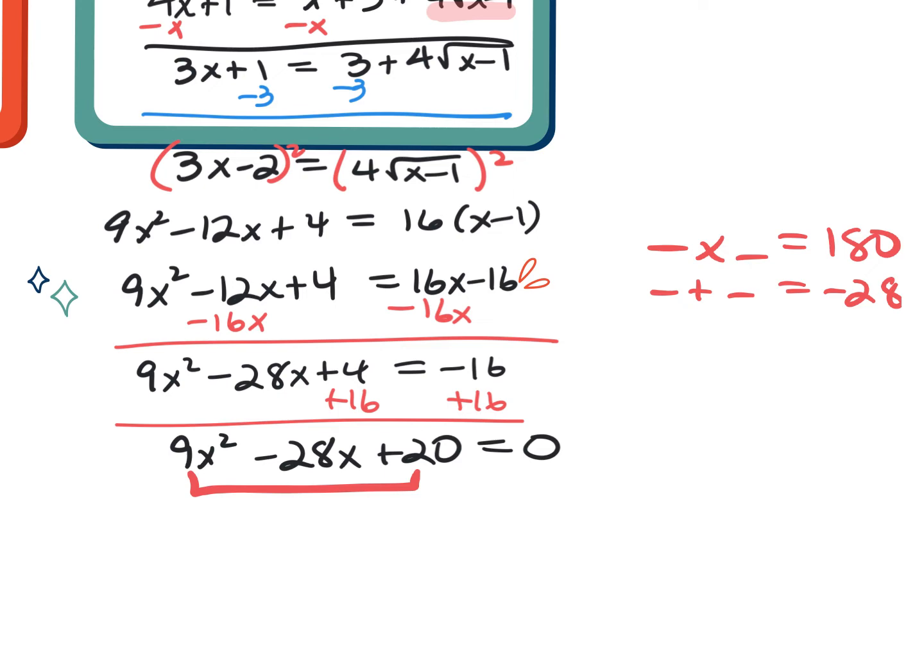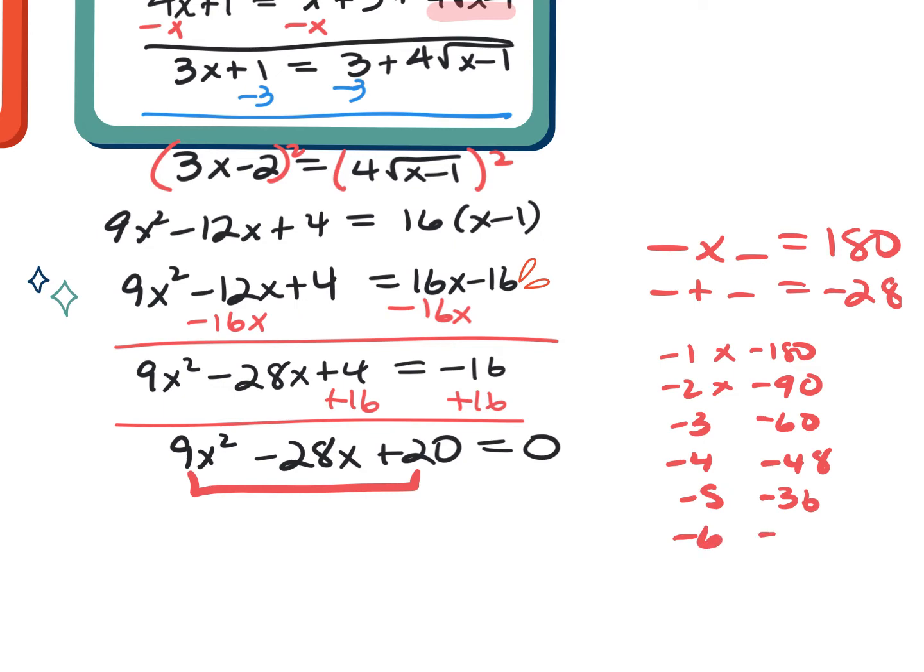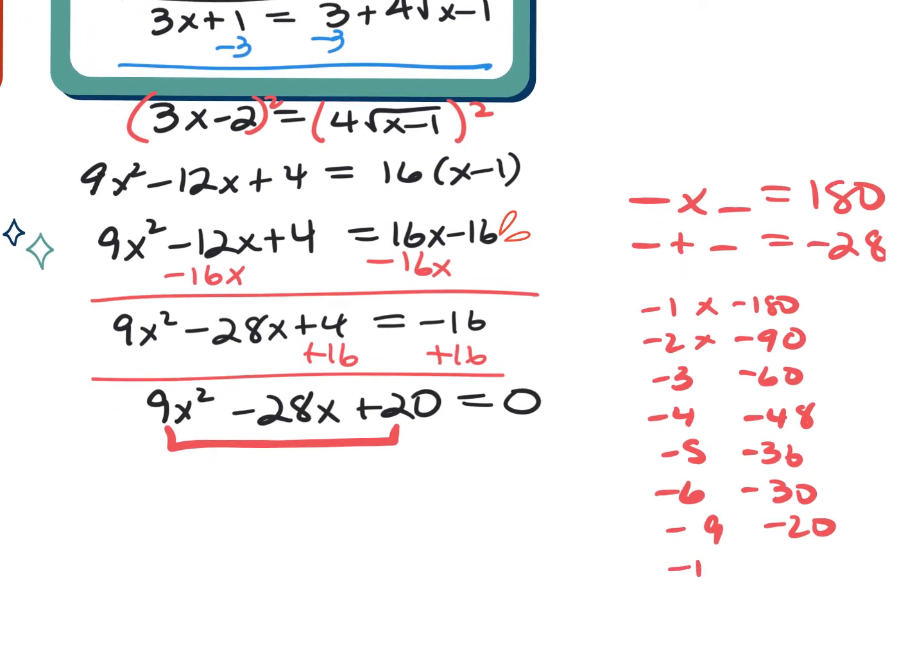So my factors of 180 are going to be negative 1 times negative 180, negative 2 times negative 90, negative 3 times negative 60. Notice none of these are giving me negative 28 yet. Negative 4 and negative 48, negative 5, negative 36, negative 6, negative 30, negative 9, negative 20, and then finally negative 10 and negative 18.